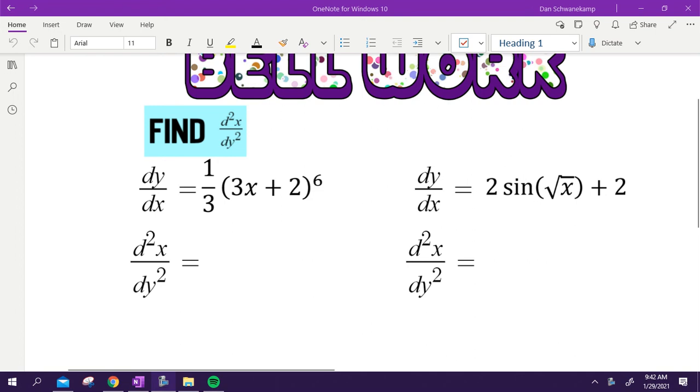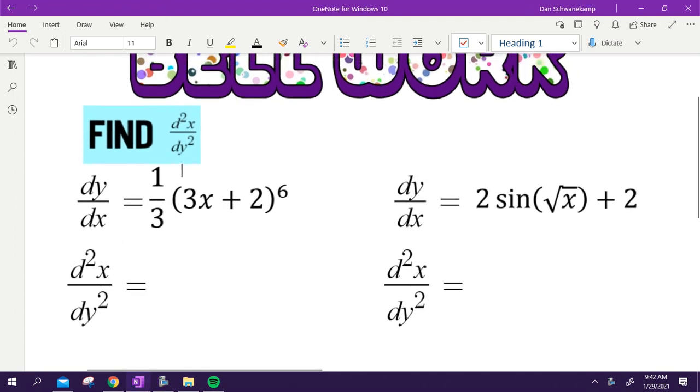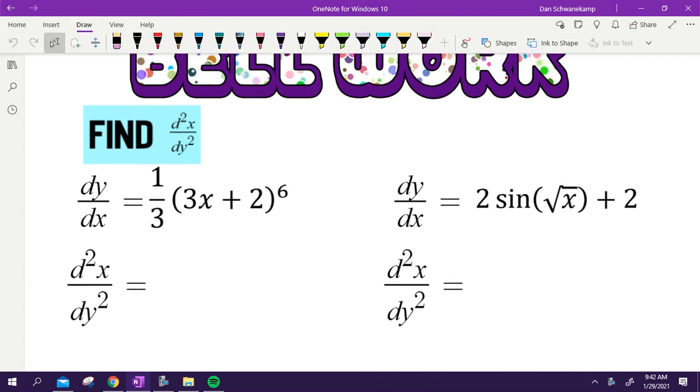Today we are going to start here in bell work. We're finding the derivative. Technically, we're finding the second derivative, but it doesn't matter. Second derivative, first derivative, who cares? It's the same thing. Just remember d squared x over dy squared just means take the derivative. On this first one, 1/3 times (3x plus 2) to the 6th.